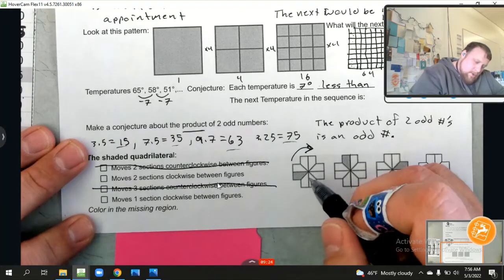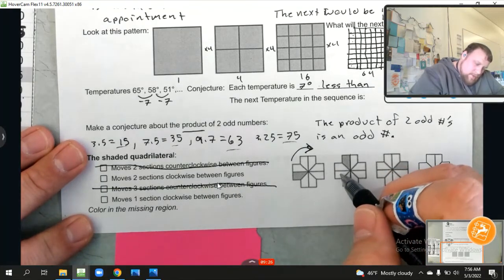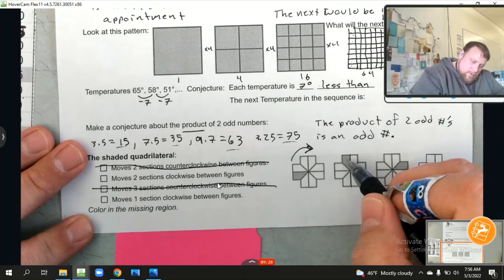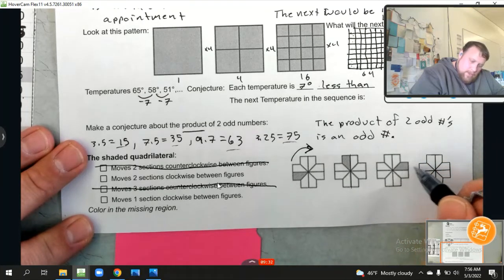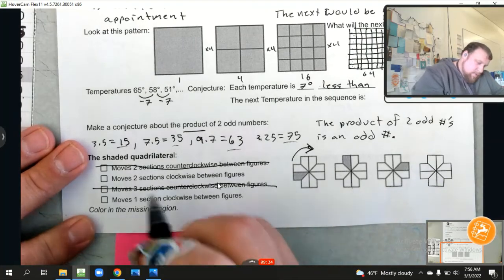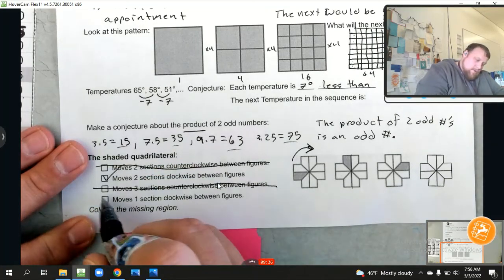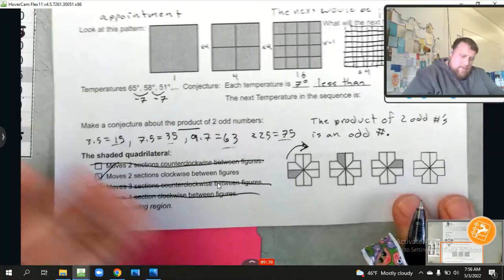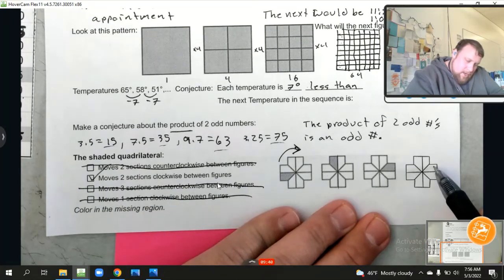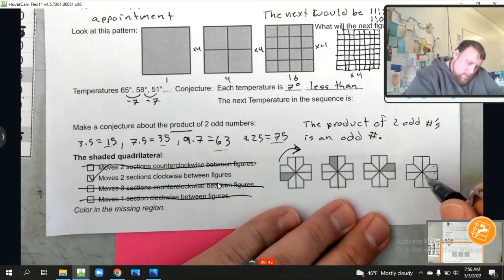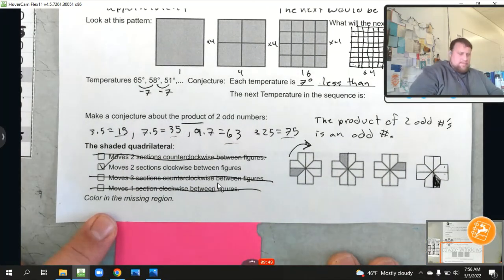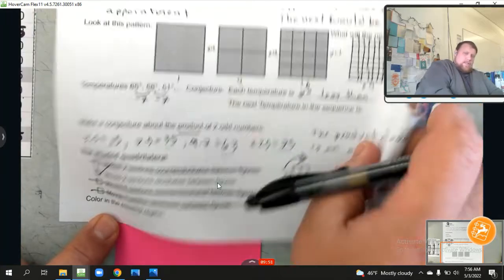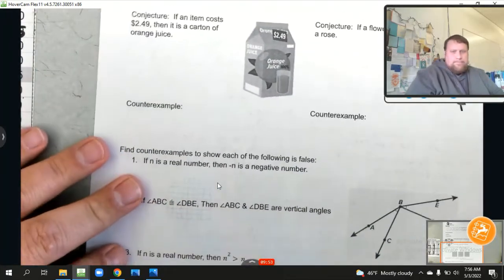And then how many does it move? Let's see, it started here and it goes 1, 2. Okay, so it started here and went 1, 2. So that means it's moving 2 sections clockwise, not 1. And if I were to draw the next example, if it started here, it'd go 1, 2, so I'd shade in this region, which we're told to do, color the missing region. Awesome. Not too bad here, I don't think.